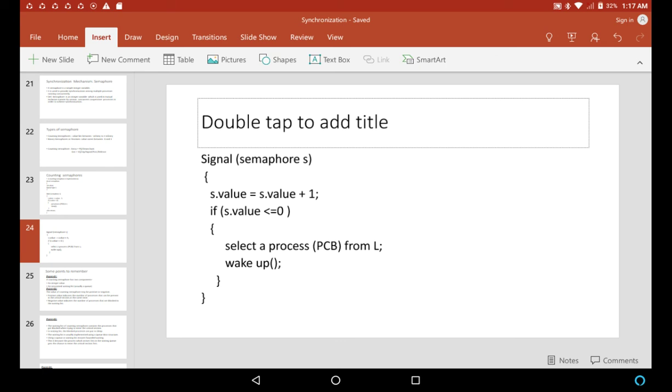P is nothing but the entry code, V is nothing but the exit code. So if s is equal to 10 initially, semaphore value is equal to 10 initially, and 6P, that means it has to decrease the value one by one, that is 10 minus 6. So after performing 6P, the value of s becomes 4.